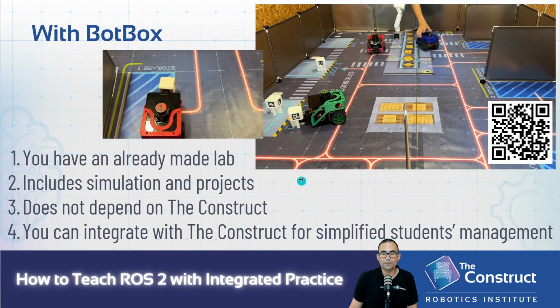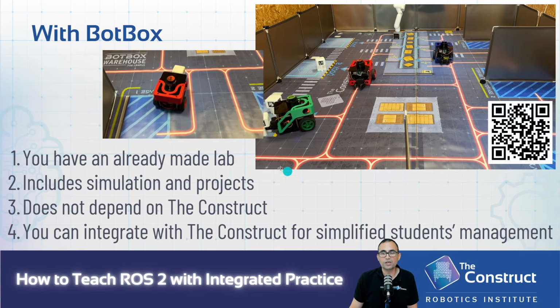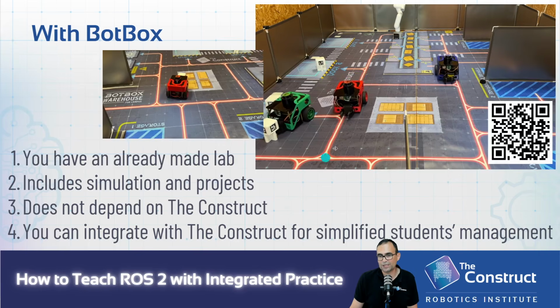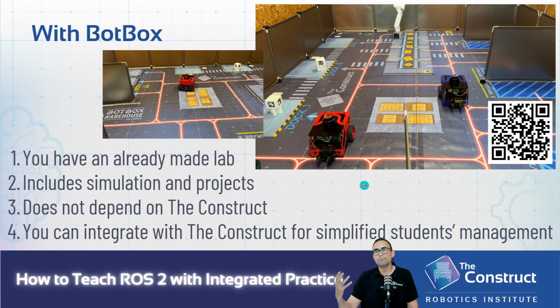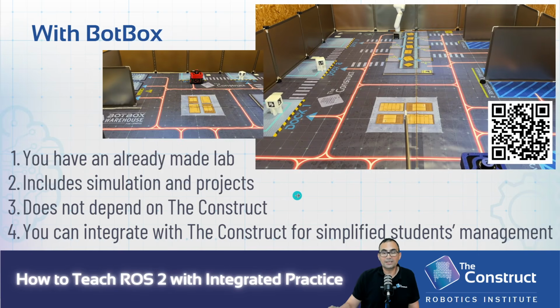Then in this environment, you can see how it looks in reality. So we have the 3 robots. We have cubes that they have to grasp with the gripper. They have to use the vision to detect the QR code and so on. So it's a complete lab already made that works with ROS. It doesn't depend on the Construct, okay? So you can buy this set and then get it into your lab and work by yourself with SSH and connect the students to the robots and so on.